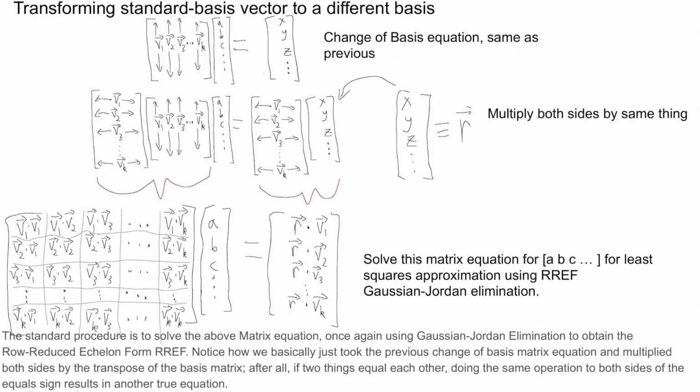The standard procedure is to solve the above matrix equation, once again using Gaussian-Jordan elimination to obtain the row-reduced echelon form, RREF. Notice how we basically just took the previous change of basis matrix equation and multiplied both sides by the transpose of the basis matrix. After all, if two things equal each other, doing the same operation to both sides of the equal sign results in another true equation.